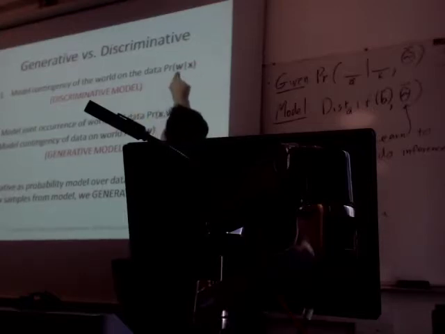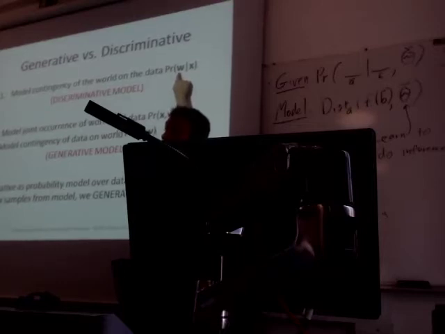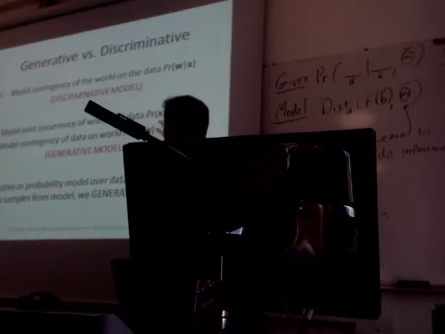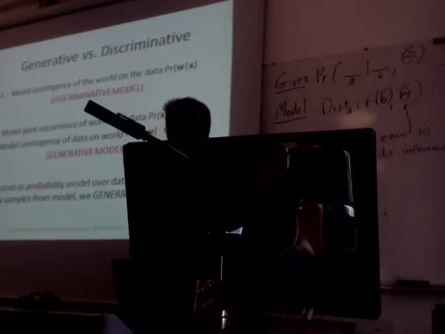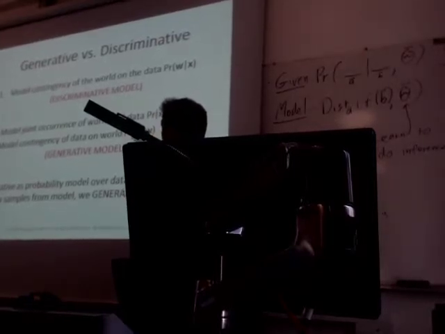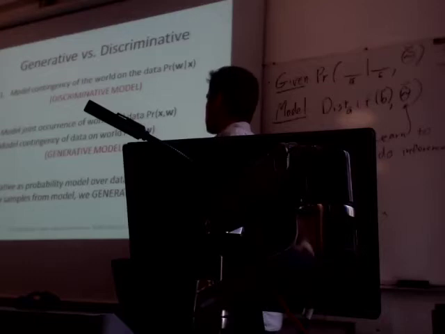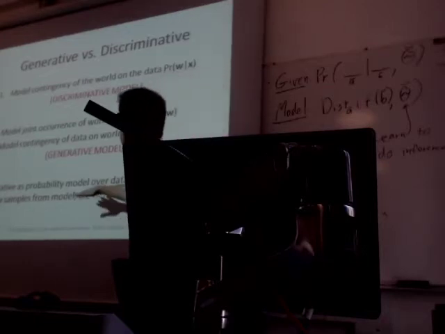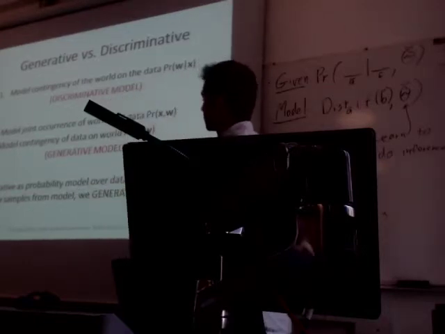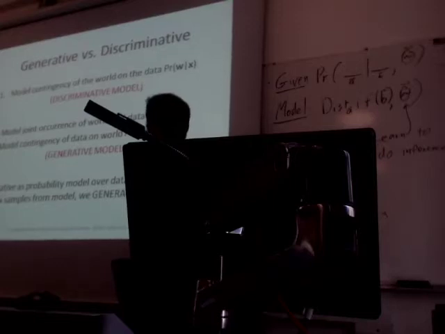We're trying to discriminate between the types of world that we may encounter. Maybe that's one way to remember it. And then these last two, joint probability and probability of X given W, these are generative models. So you could try to think of these as situations where we have a probability model over the data.